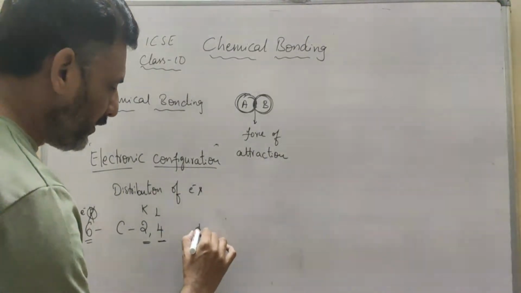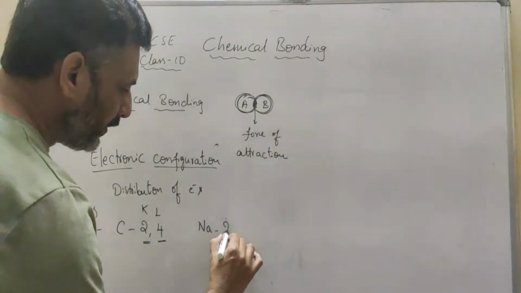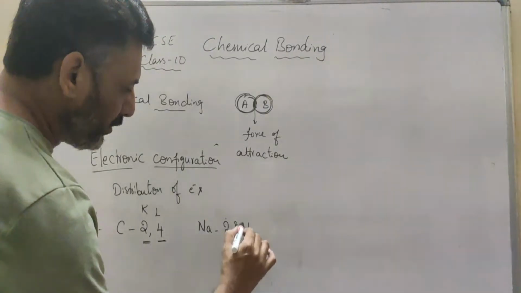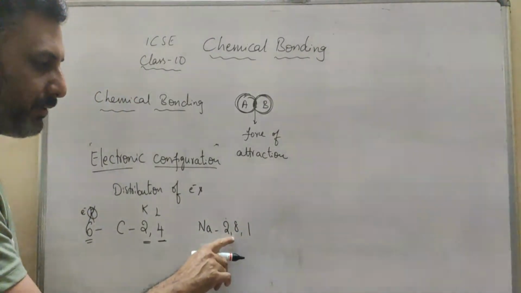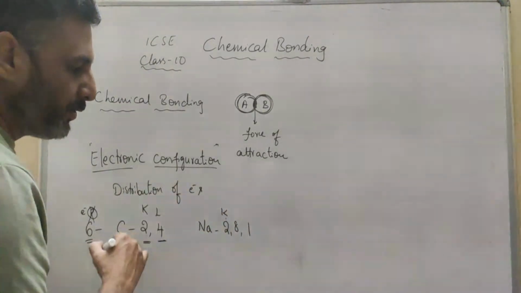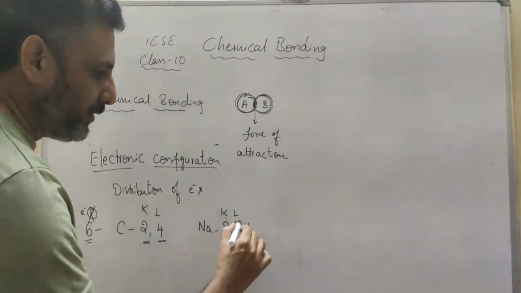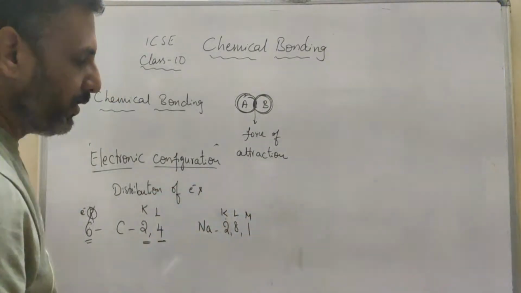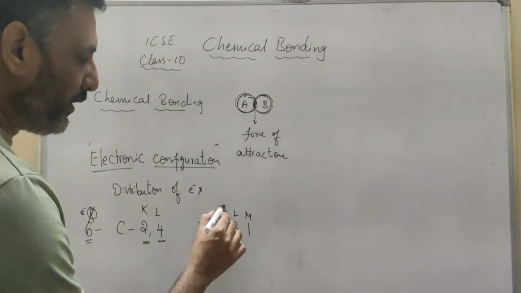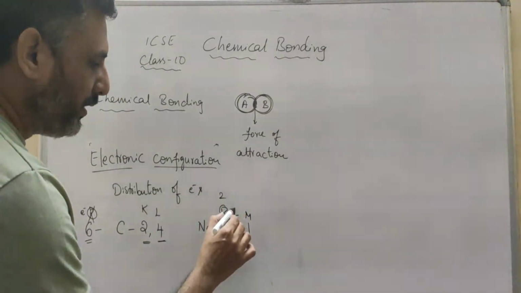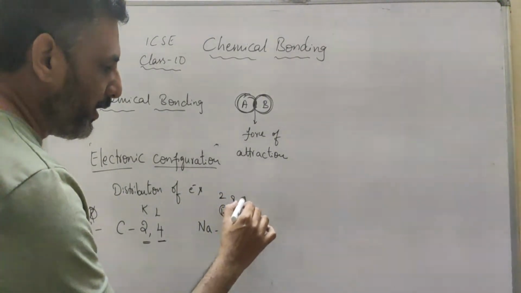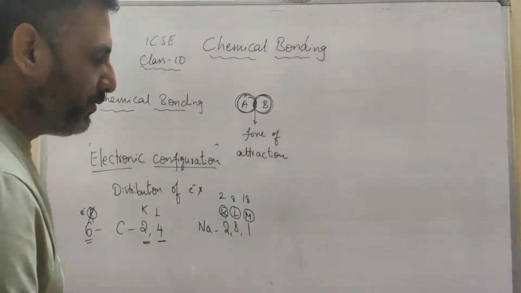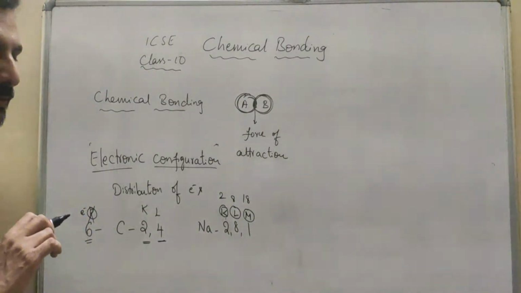If you take another element like sodium, it is 2, 8, 1 because sodium's atomic number is 11, so 11 electrons are there. In K shell 2 electrons, L shell 8 and M shell 1. Here you have to remember, K shell can have a maximum of 2 electrons, L shell a maximum of 8 electrons, and M shell a maximum of 18 electrons.